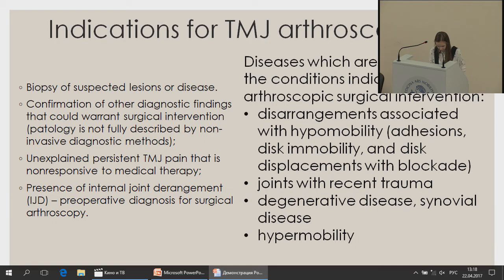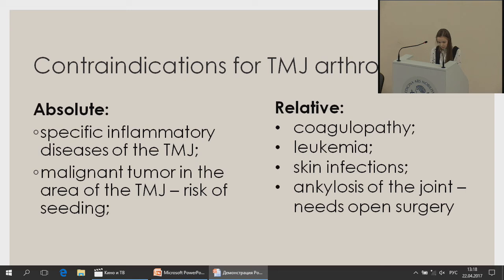Contraindications can be divided into absolute and relative. Absolute are specific inflammatory diseases and malignant tumors because of the risk of their seeding. Relative contraindications are coagulopathy, leukemia, skin infections, and ankylosis. Ankylosis needs open surgery more than microinvasive.